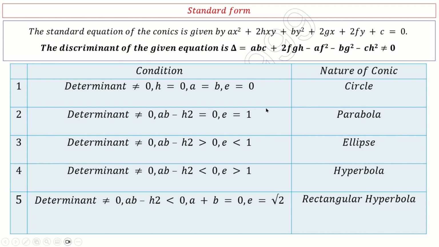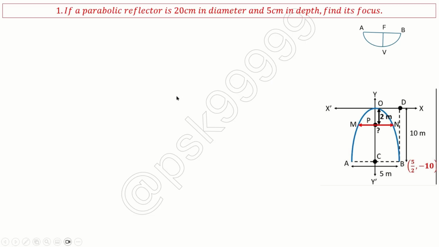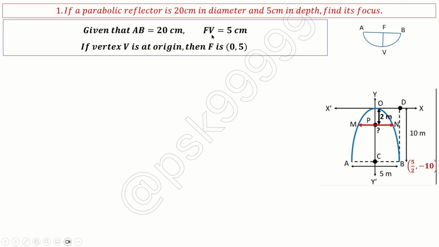Next let's do some miscellaneous exercise and then wrap up this chapter. If a parabolic reflector is 20 centimeters in diameter and 5 centimeters in depth, find its focus. The reflector is 20 centimeters in diameter, that means AB is 20 centimeters, and 5 centimeters in depth, that is F and V, FV is equal to 5, correct? So AB equal to 20, FV equal to 5. If V is the vertex, which is at origin, that's what we assume, then F is (0, 5), correct? It is (0, 5) because it's shown like this in the vertical.